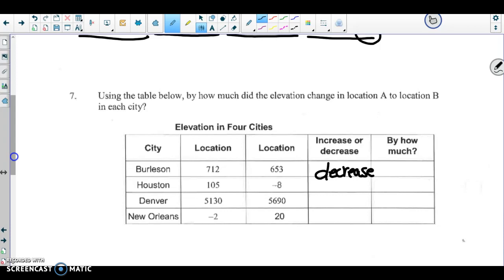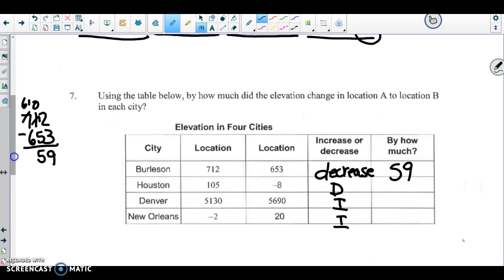From Houston, 105 to -8 is going to be a decrease. Denver, 5,130 to 5,690 is an increase. And then New Orleans from -2 up to 20 is also an increase. Okay, so now I just got to figure out by how much. So for Burleson, I got to take 712 and subtract 653. So that's all I need to do with that. And we are going to end up with 59 feet.